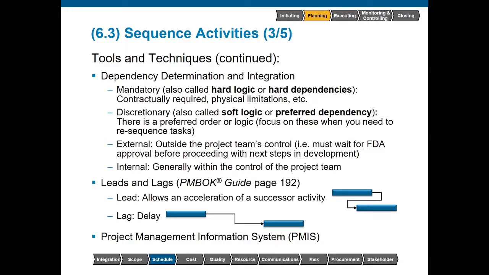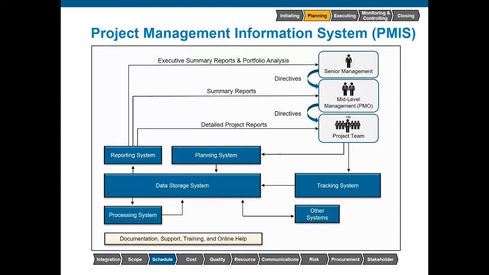A project management information system is how we're going to keep track of all of these activities, and it will make scheduling substantially easier than if we try to do this analog. The project management information system is a repository where we can go ahead and compile data, information, and prepare reports.